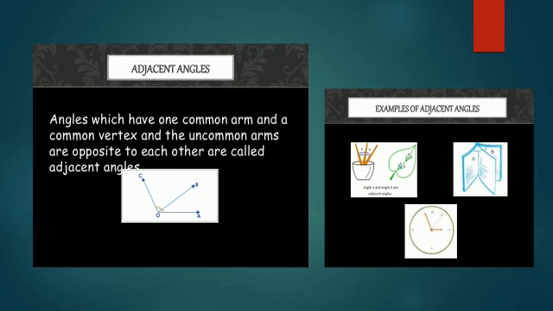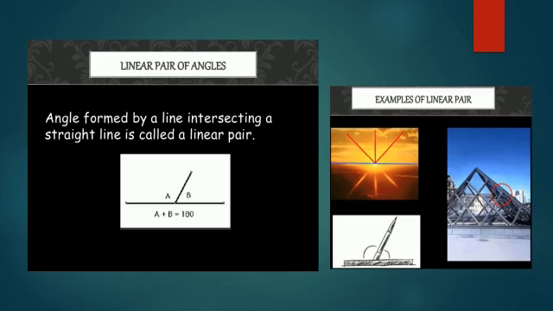Adjacent angles, angles which have one common arm and a common vertex and the uncommon arms are opposite to each other are called adjacent angles. You can see some examples of adjacent angles, leaves, book pages and then clock.